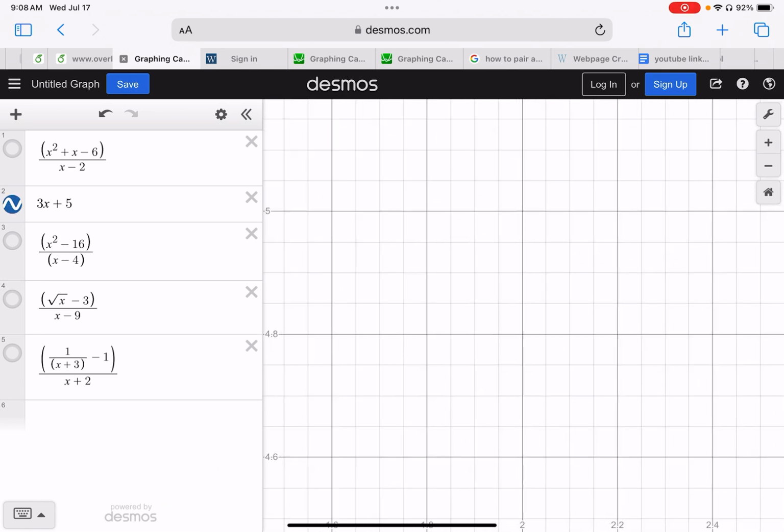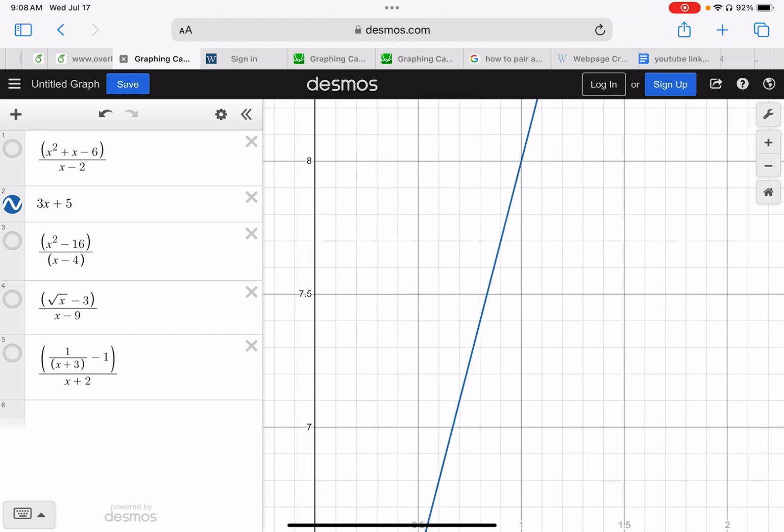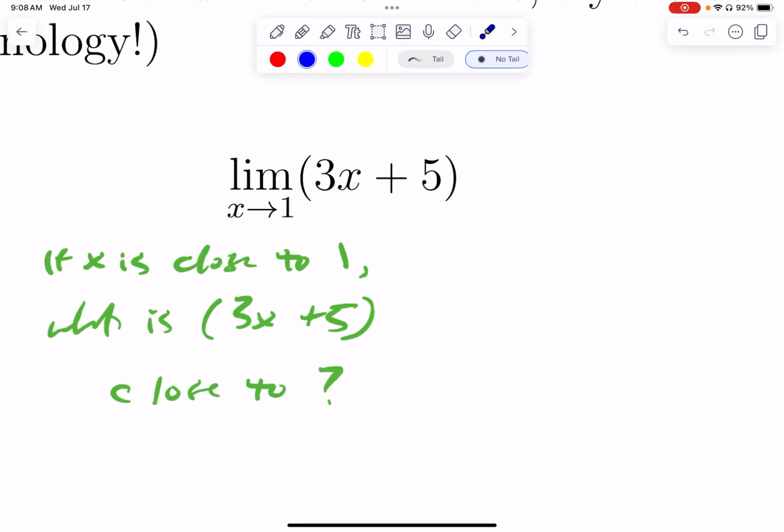Here is our graph, if I can find it. If x is close to 1, y is close to 8. So this limit is equal to 8.